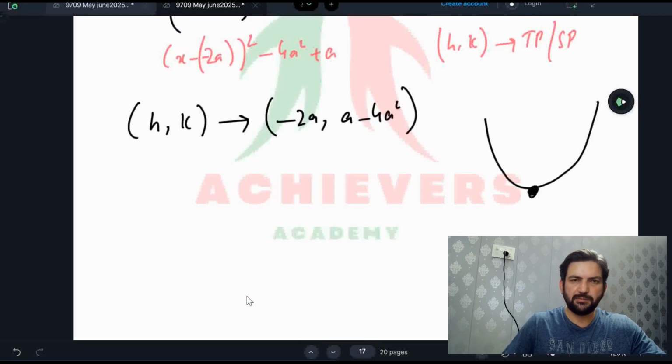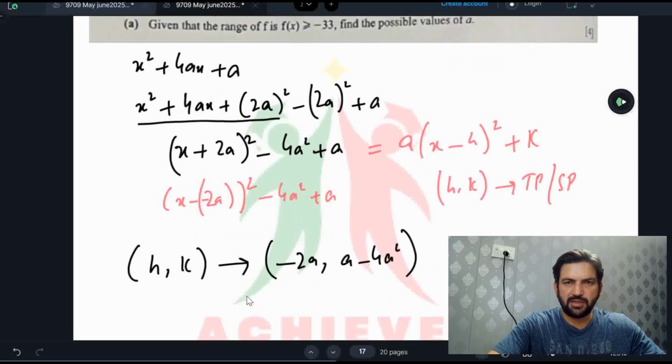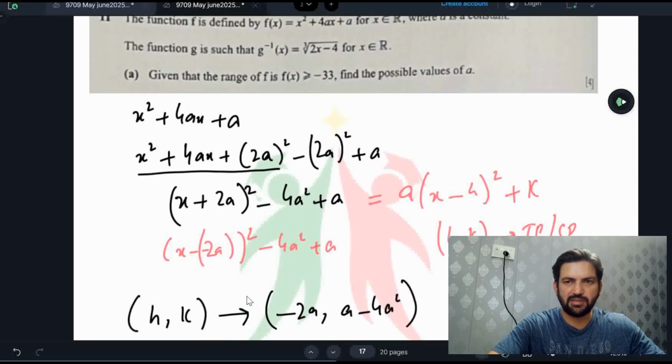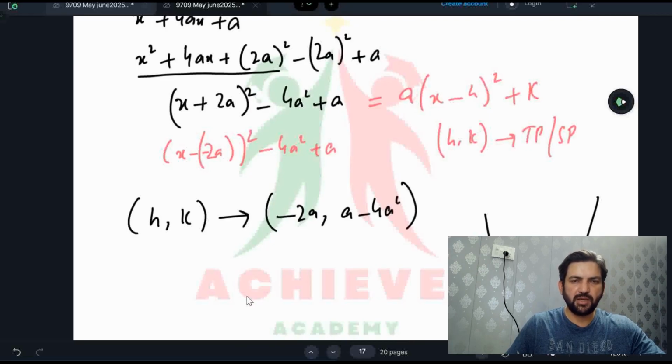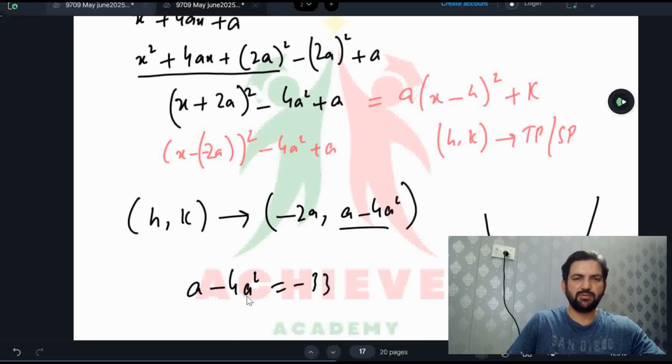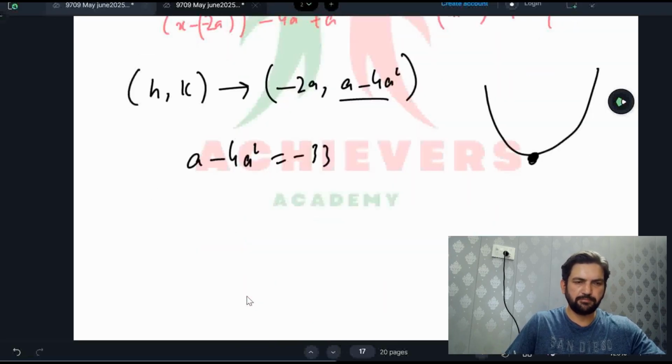So the range is basically the value of y. Now they are saying that f of x is greater than or equal to minus 33. According to this, the range should be: minus 4a square should be equal to minus 33, and from here we can simplify. 4a square minus a plus 33 is equal to 0.